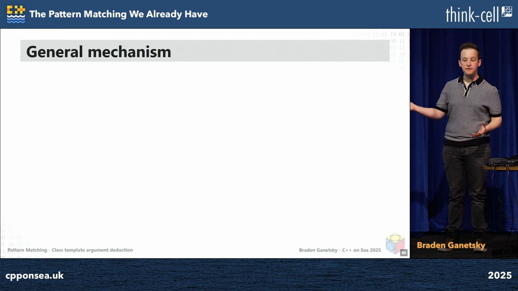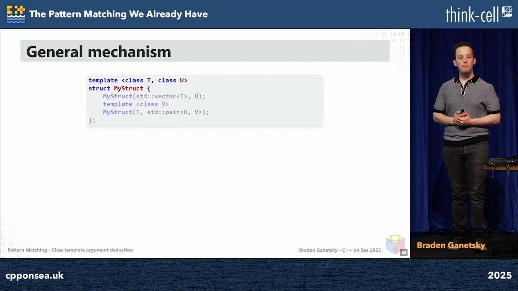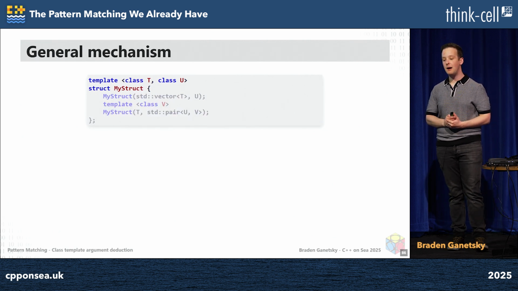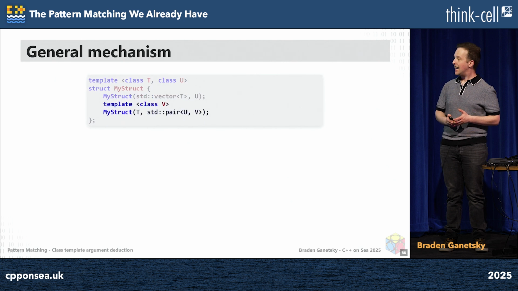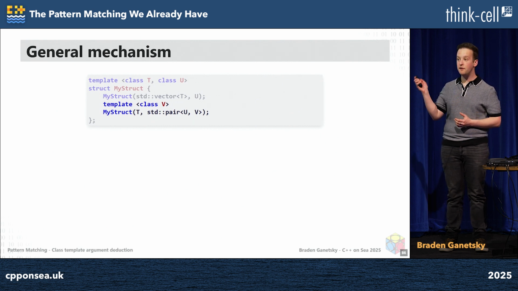So here, I'll give an example. I have a struct called MyStruct. It takes 2 template parameters. I have a concrete constructor. This is a std::vector of T, comma, U. Or, sorry, a non-template constructor. And then here I have a constructor template. This takes a T, and then it takes a pair of U, comma, V, where V is a template parameter of this constructor.